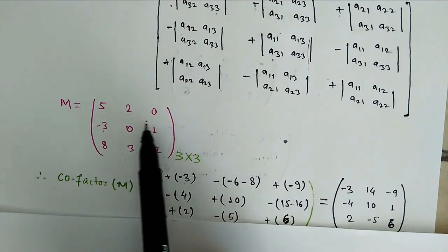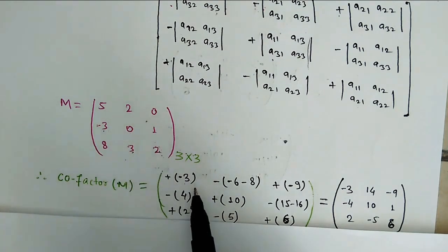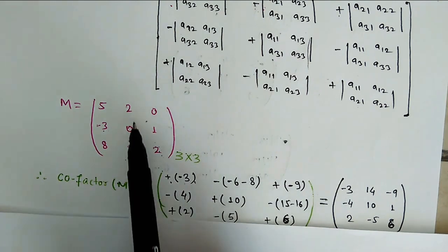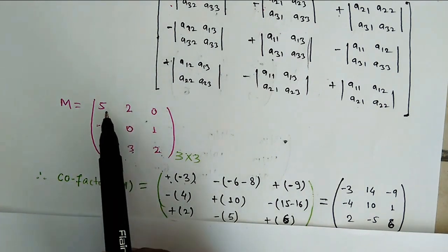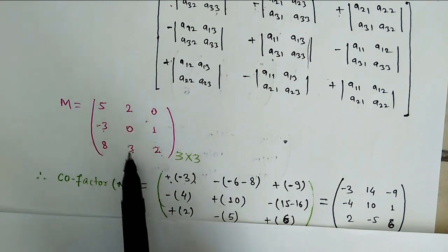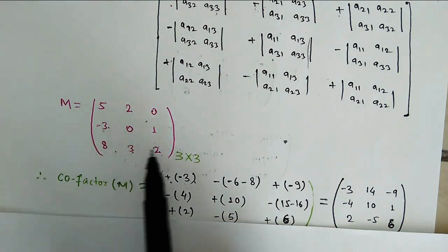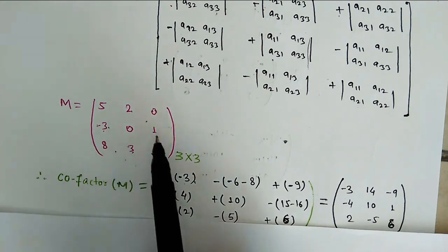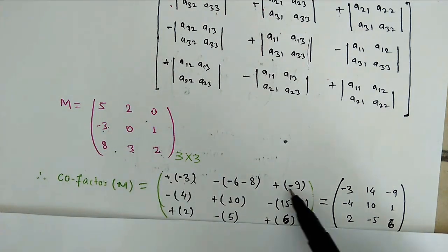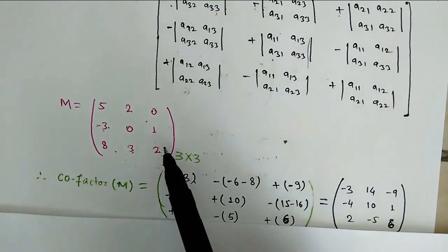So the determinant will be of 0 1, 3 2: 0 into 2 minus 3 into 1, so minus 3 with plus sign. Similarly, the minor of 2 by deleting the first row and second column: minus 3 1, 8 2. The determinant of minus 3 1, 8 2 will be minus 6 minus 8. So in this way you can find the cofactor matrix of M.